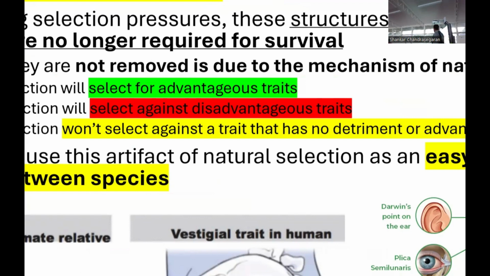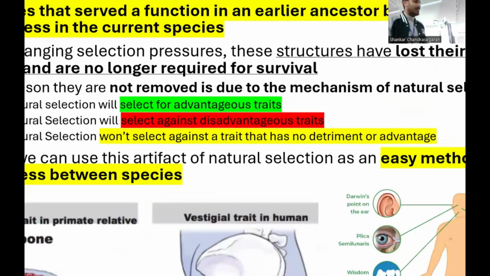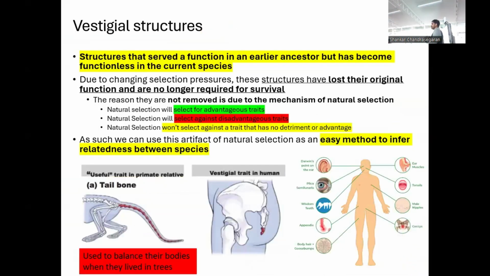The thing about it is that natural selection won't select against a trait that has no detriment or advantage. Basically, if it doesn't make the living thing experience any detriment, then natural selection won't select against it. It will just persist within the living thing for many generations to come, because, like I said, only when there is a disadvantageous trait, something that's causing the living thing to lose fitness, its survivability and reproducibility being impacted.